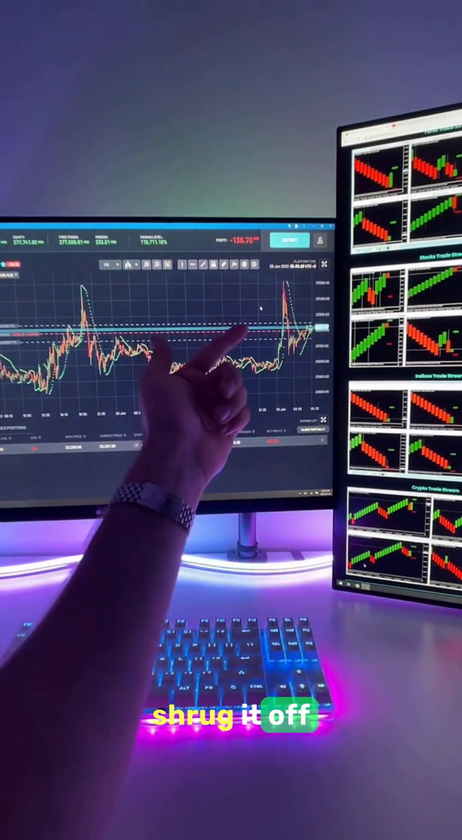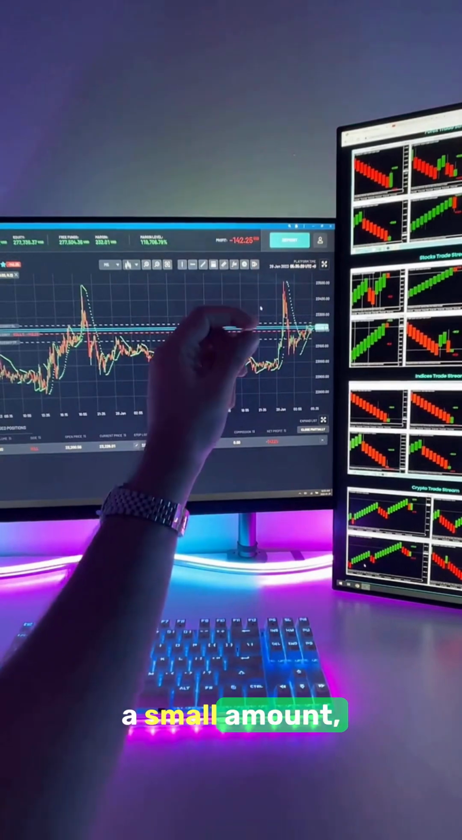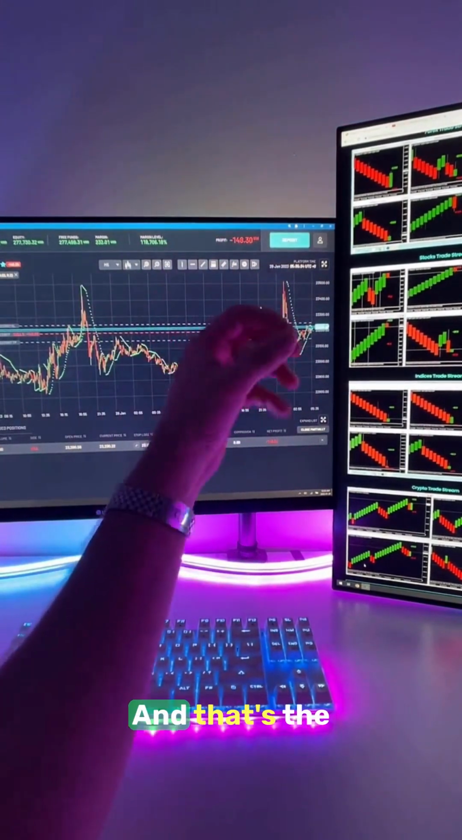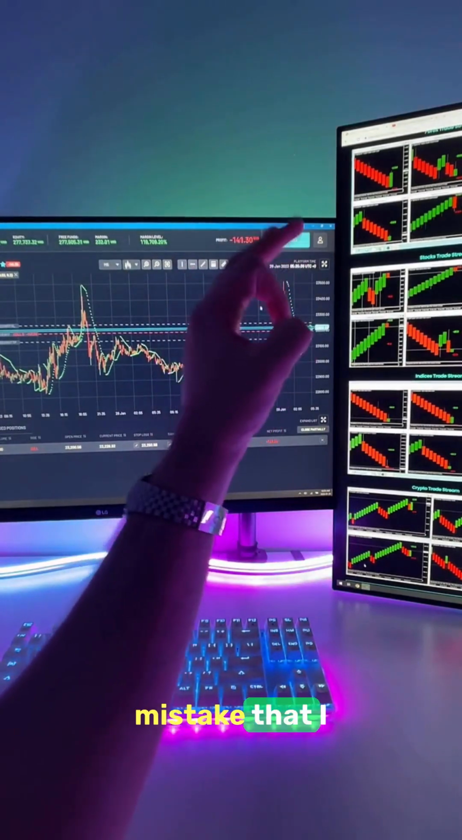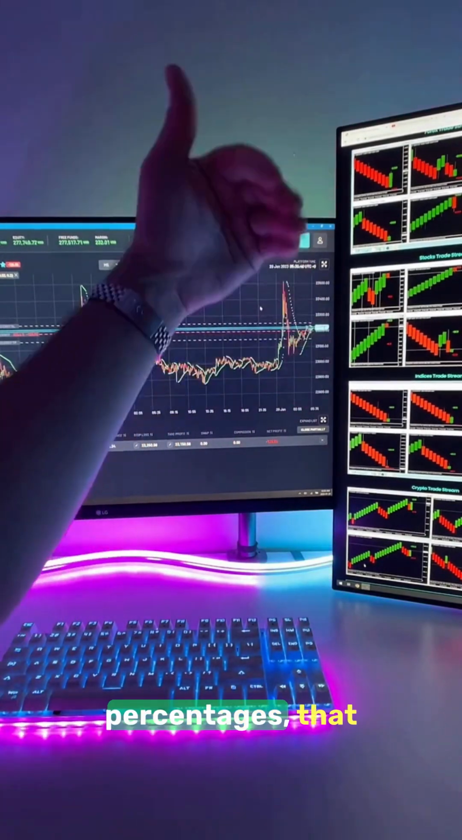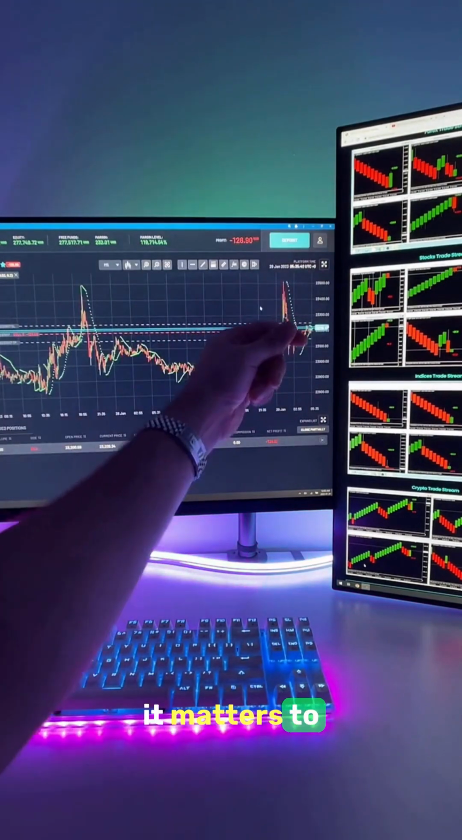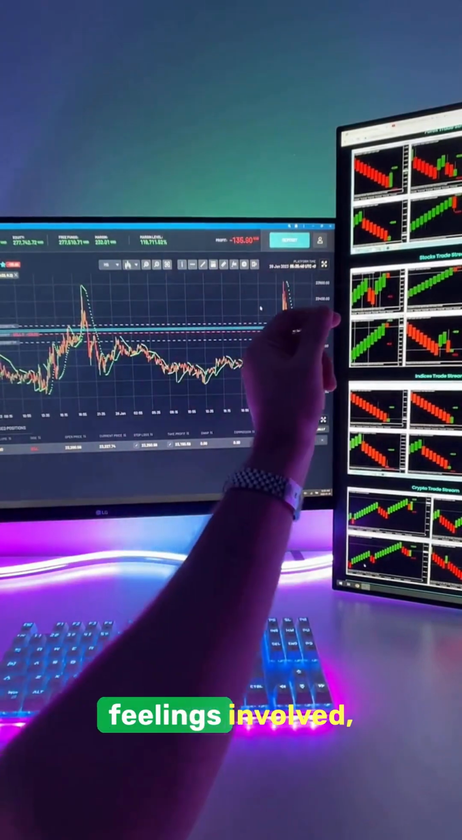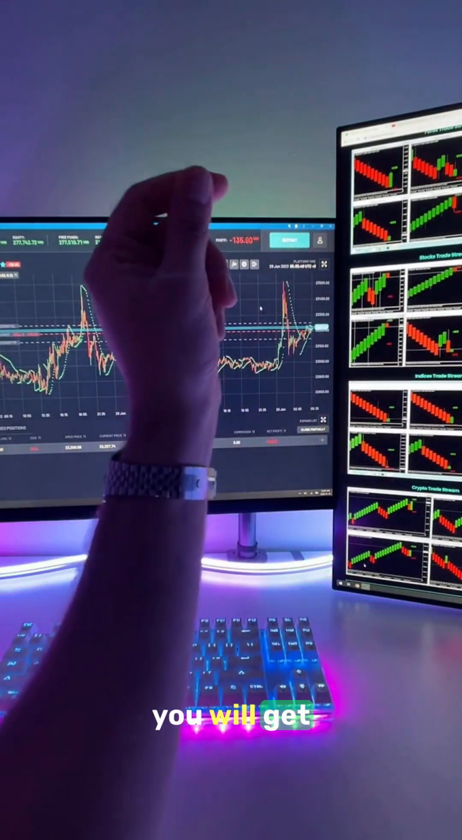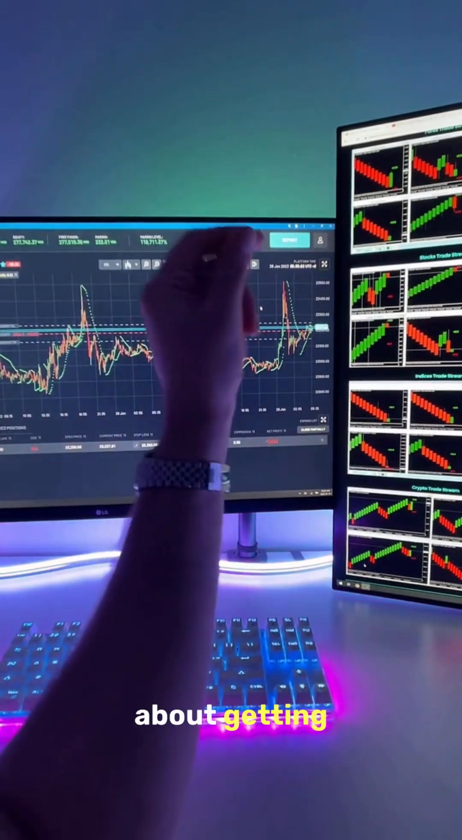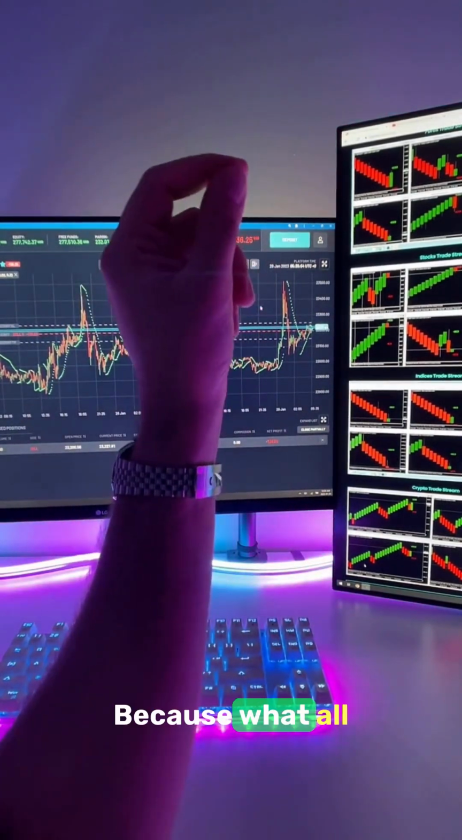You would just shrug it off because it's such a small amount, such a small percentage that it doesn't really matter. And that's the mistake that I see a lot of traders make: they trade with such high amounts, such high percentages, that it matters to them. And the moment it matters to you, the moment you have feelings involved, is the moment that you will get wrecked, okay?